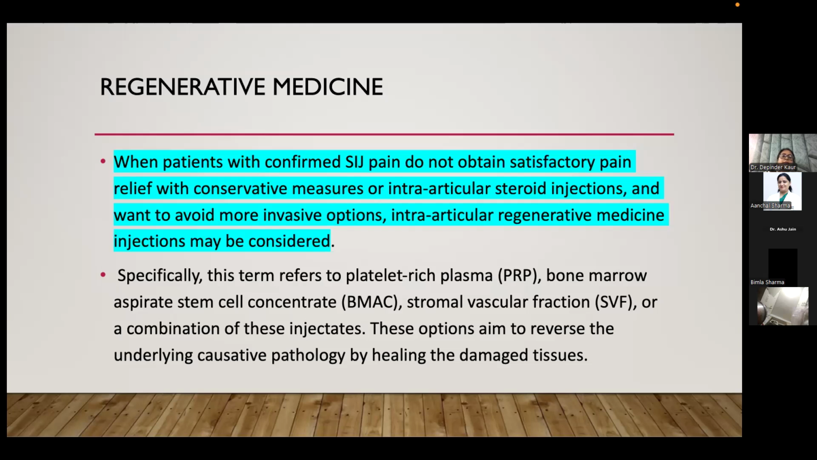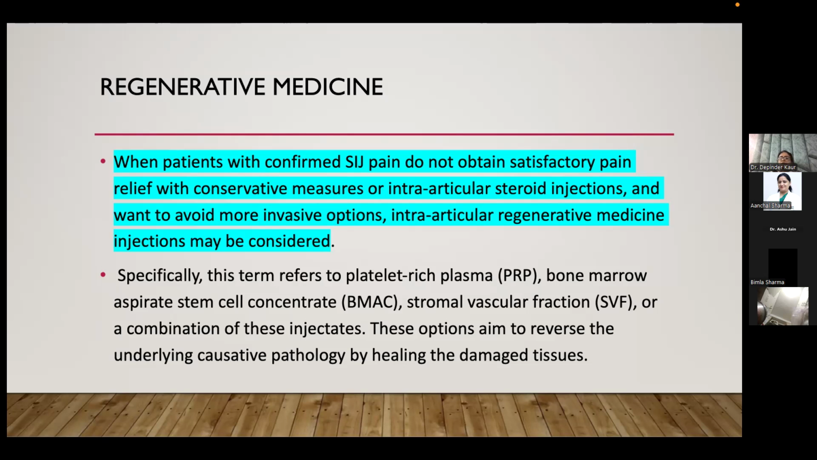A few lines about regenerative medicine. When you see a patient with confirmed SI joint pain who does not obtain satisfactory relief with conservative measures or intraarticular steroid injection, and wants to avoid the more invasive options, either radiofrequency ablation or surgical, then you can consider intraarticular regenerative injections. It can be in the form of PRP, BMAC, or stromal vascular fraction.